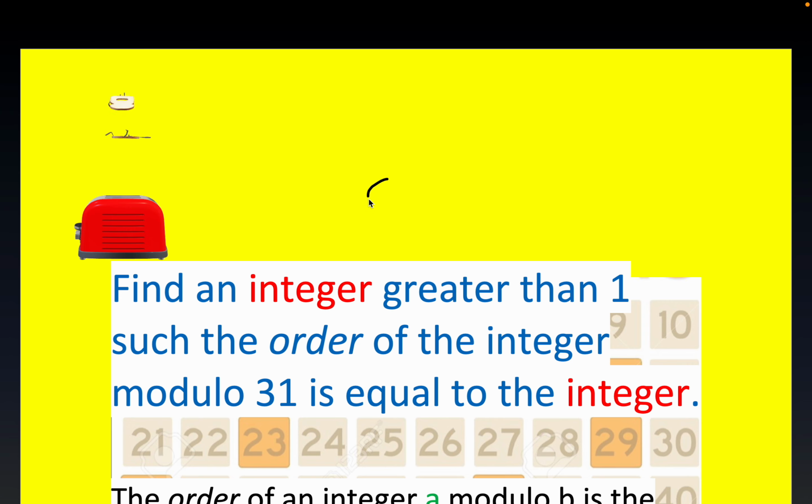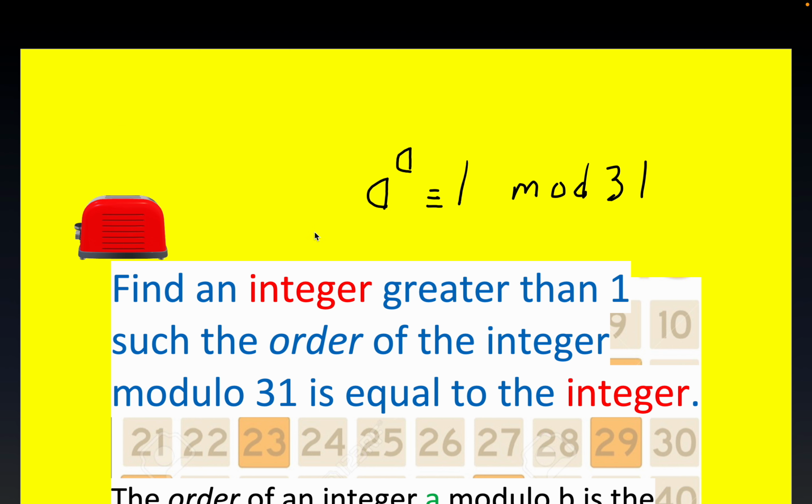For those of you familiar with the notion of order in number theory, we're looking for an integer a, not equal to 1, such that a raised to the a, the base and the exponent being the same integer, is congruent to 1 modulo 31. What this means is that if you divide 31 into a raised to the a, you would get a remainder of 1. So we're looking for something in this form.